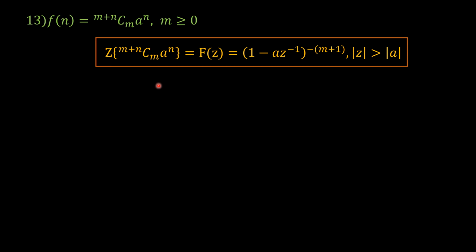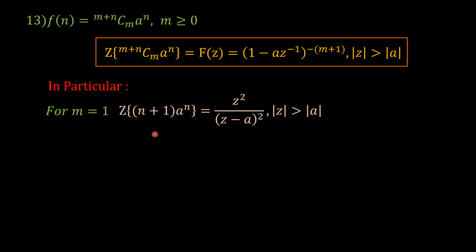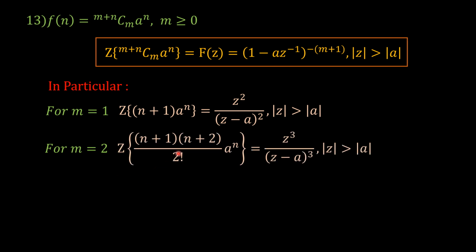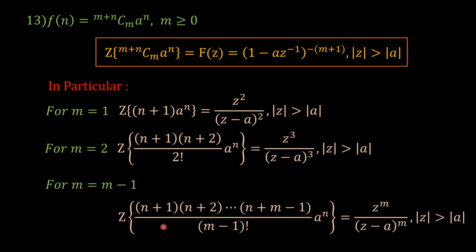There are some deductions to this result, which are: for m equal to 1, the z transform of (n plus 1) a raised to n is equal to z square upon (z minus a) square. For m equal to 2, it is the z transform of (n plus 1)(n plus 2) divided by 2 factorial a raised to n, which is equal to z cube upon (z minus a) cube. And for m equal to m minus 1, the z transform of (n plus 1)(n plus 2) and so on up to (n plus m minus 1) divided by (m minus 1) factorial into a raised to n is equal to z raised to m divided by (z minus a) raised to m for mod z greater than mod a.